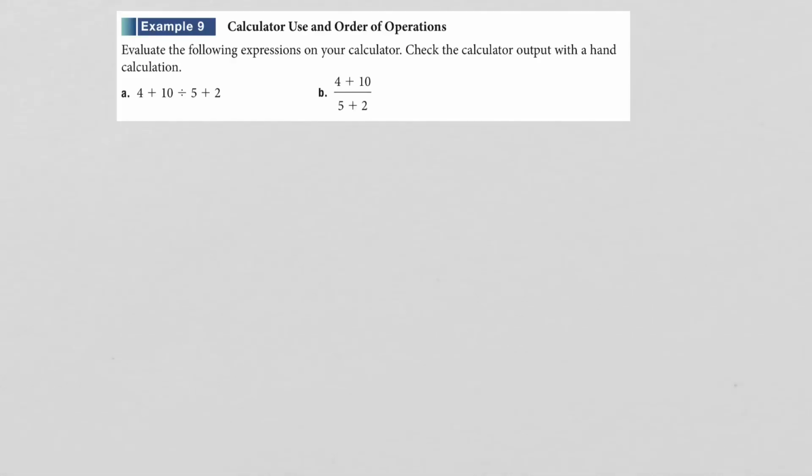Just a couple more examples of order of operation, and this time they tell you that you can check your output on a calculator if you want. Some calculators will handle this just fine. Other calculators will sometimes be incorrect depending on how you type it in. So in the first one here, we have 4 plus 10 divided by 5 plus 2. There are 3 operations. You have addition, division, and addition.